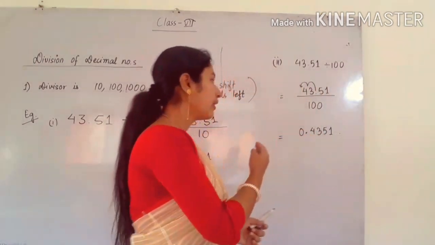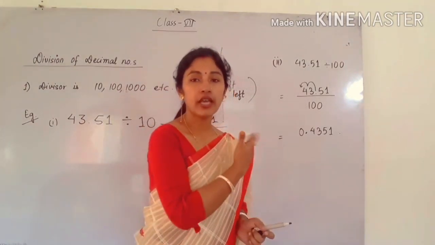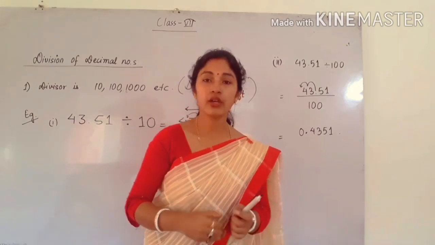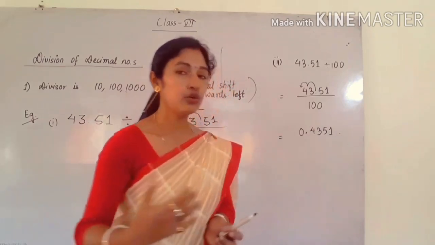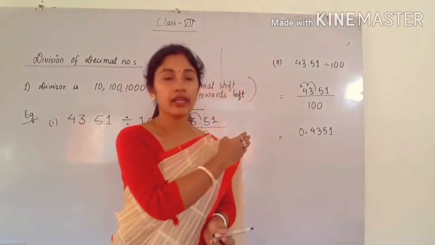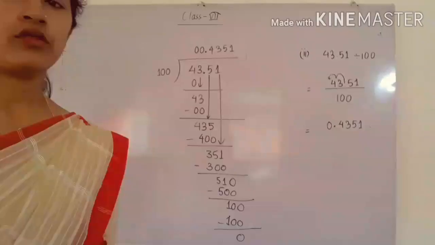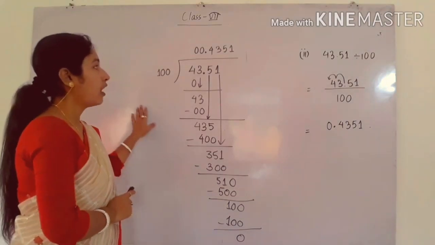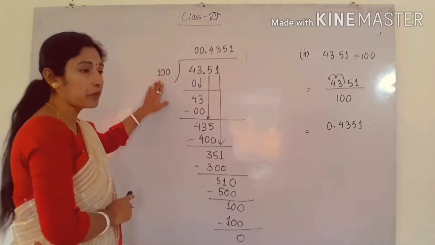You can also divide the decimal number by 10, 100. Like here I am not dividing it. This is the direct technique. But if you want to divide, you can also divide and check the answer. So I will do this question by dividing and we will get the same answer. Okay. So see, I have done the division. How to do the division? See, 43.51, I have divided it by 100.